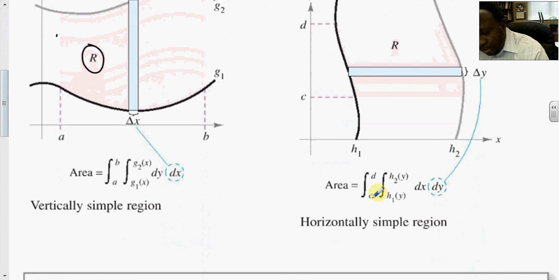Or if it's horizontally simple, the double integral is the integral from c to d, and then the integral, it's not times, I said that back here, please excuse me, it's not this integral times that integral. It's the integral from c to d, and then also the integral from h sub 1 of y to h sub 2 of y, dx dy. If it's horizontally simple, then everything must be defined in terms of y. If it's vertically simple, then the limits and the notations of the variables must be defined in terms of x.